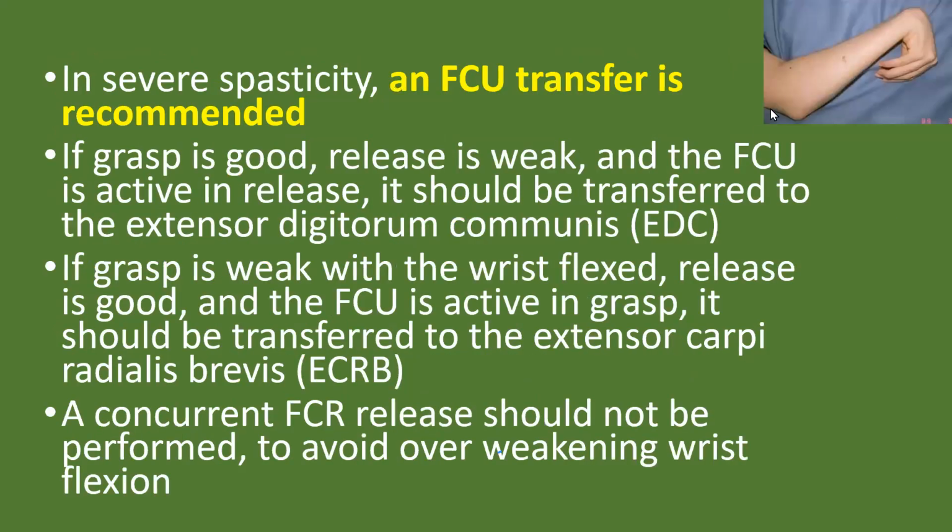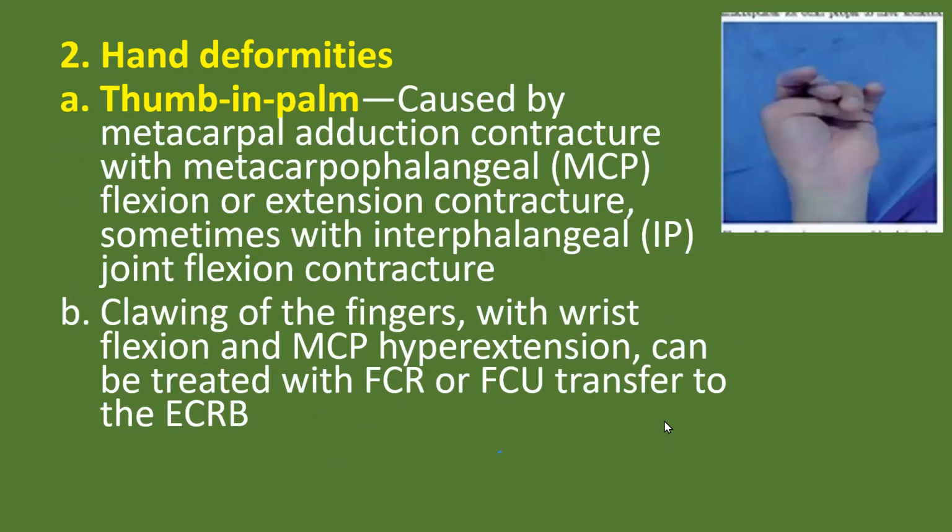So this is showing you further the thumb-in-palm deformity and how it is present in the palm. It is caused by metacarpal adduction contracture with metacarpophalangeal flexion or extension contracture, sometimes with interphalangeal joint flexion contracture, clawing of the fingers with wrist flexion, and metacarpophalangeal extension. It can be treated with flexor carpi radialis or ulnaris transfer to the extensor carpi radialis brevis. So you have to choose the procedures carefully.